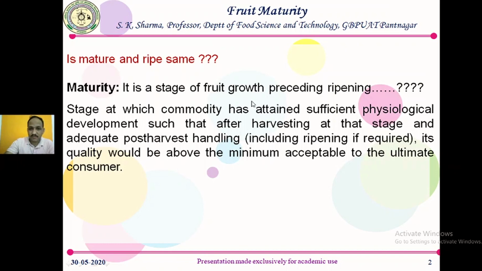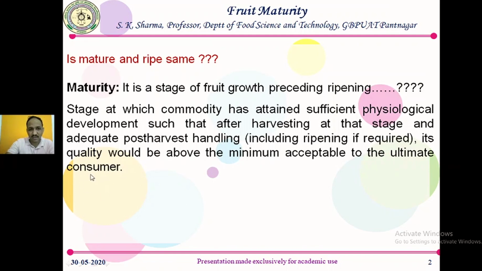If you elaborate this definition, it says that it is the stage at which the commodity has attained sufficient physiological development such that after harvesting at that stage and adequate post-harvest handling, maybe the ripening is also required in some cases, its quality would be above the minimum acceptable to the ultimate consumer. So this talks about the consumer.